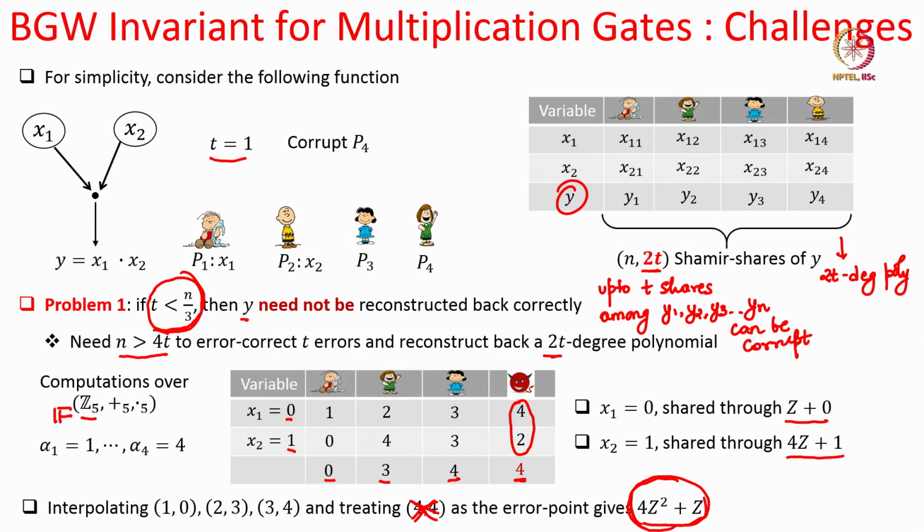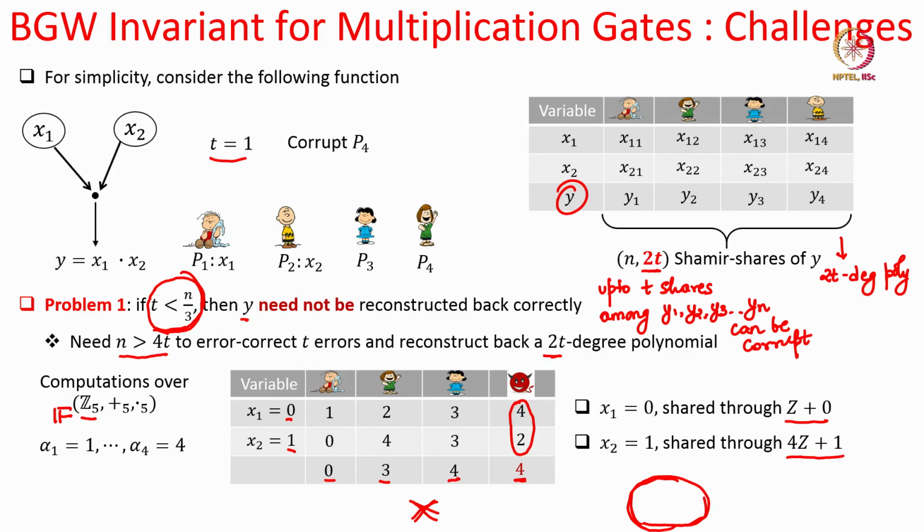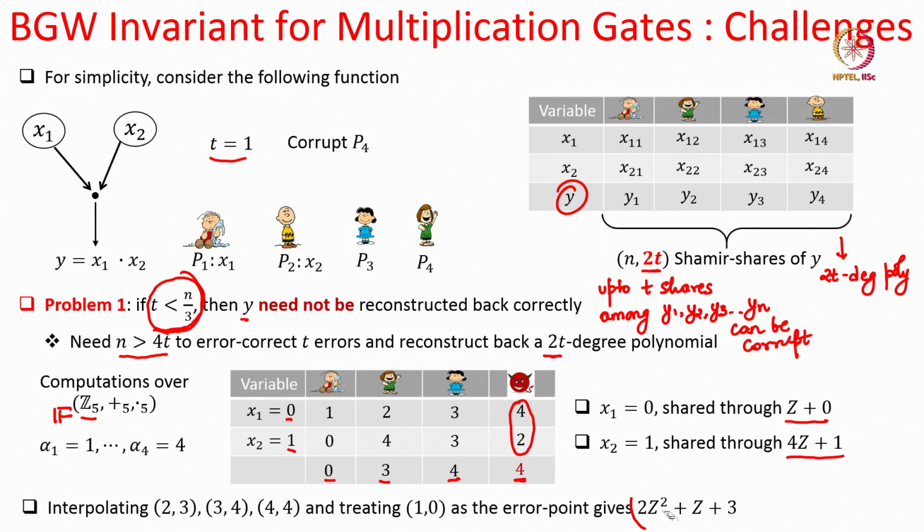So, this is just one heuristic. It could also be possible that parties make the heuristic that it is the first party who is corrupt. So, ignore the share of the first party and use the remaining 3 shares and see what exactly is the 2 degree polynomial which they get back. And in this case they will be getting back this polynomial and they might end up taking 3 as the function output. So, as you can see here, the error correction completely fails.